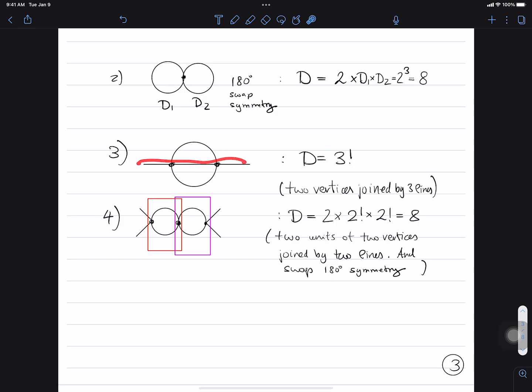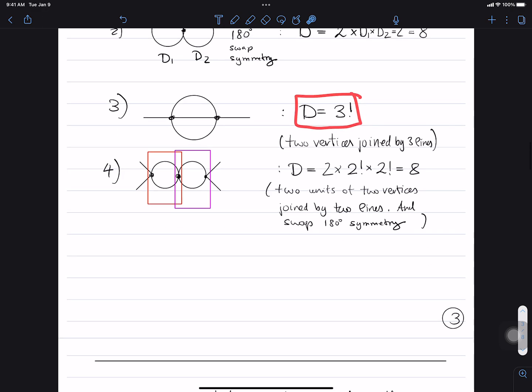Now we have this diagram. It's called the Saturn diagram because it looks like Saturn. And here we have 2 vertices joined by 3 lines. That gives us 3 factorial. Good.